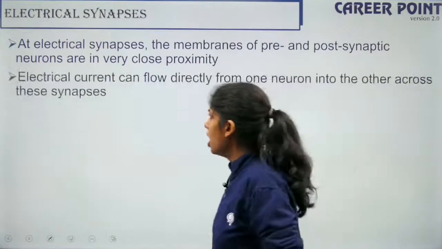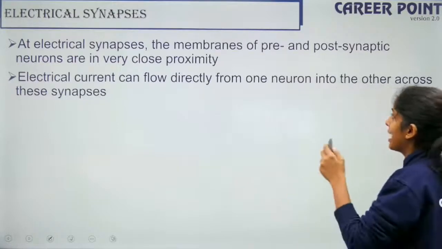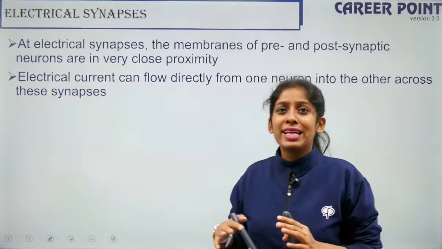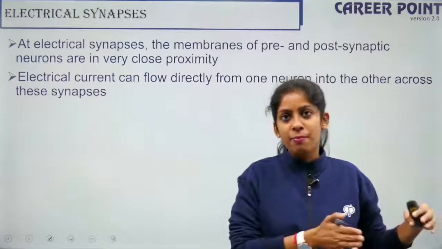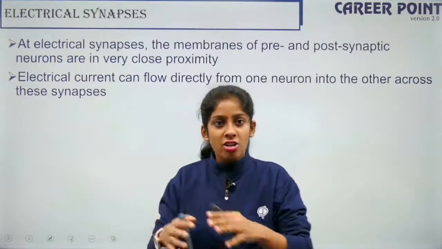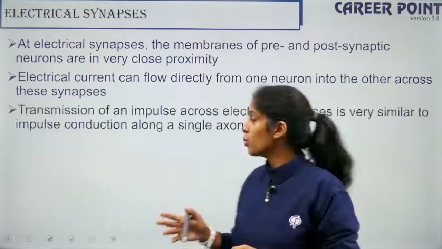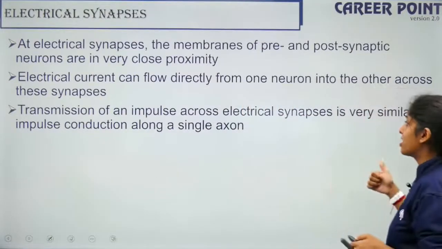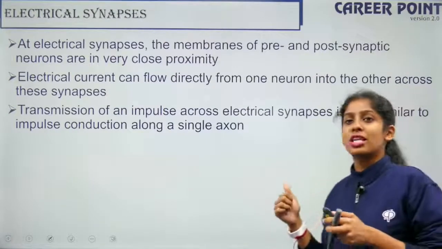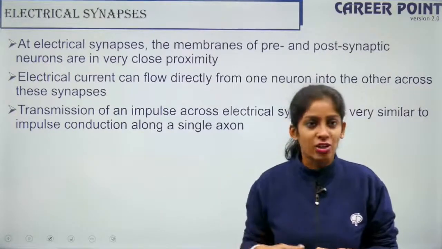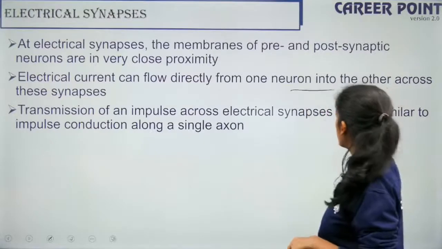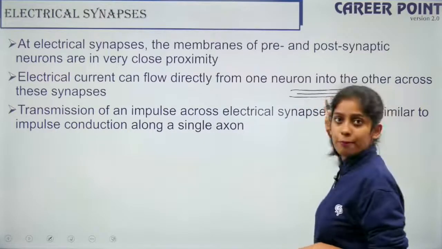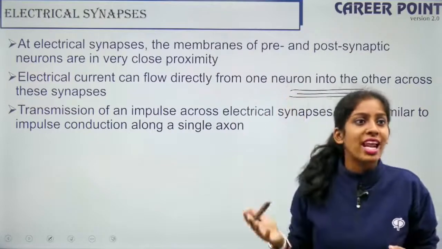Fine. So electric current can flow directly from one neuron to the other across these synapses. There is no mediator in between. It can directly pass from one neuron to the other. There is no in-between mediator mediating the process. Transmission of impulse along the electrical synapse is very similar to the impulse conduction along the axon. In the axon, the impulse has to move like this, right? There is no gap. So this is similar to your electrical synapse.